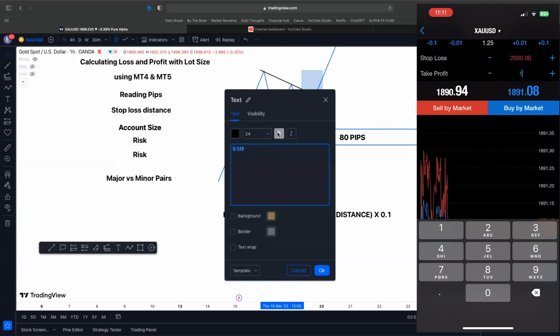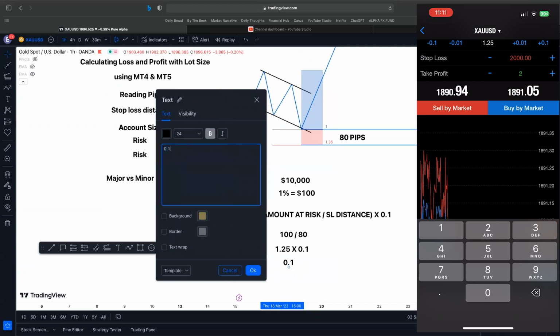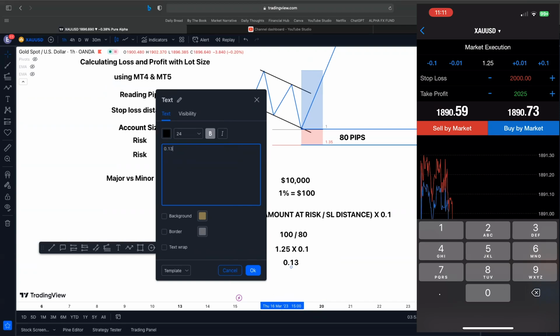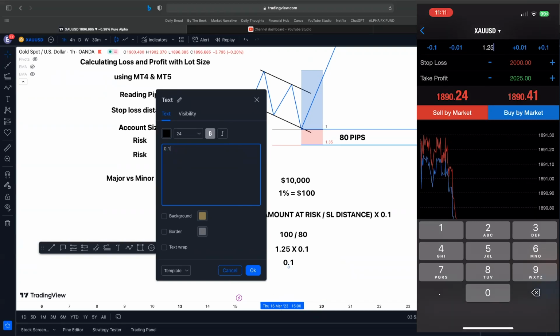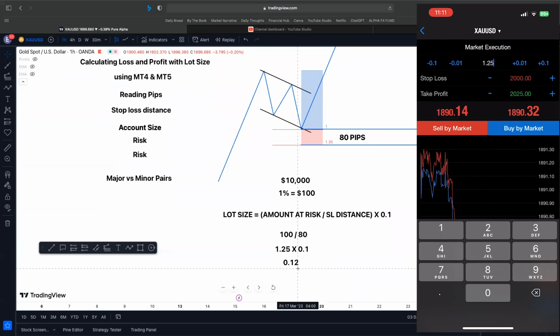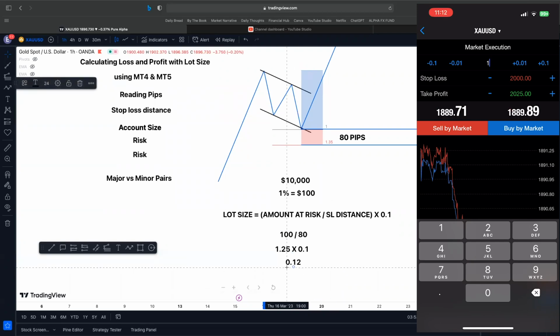For example, if you round it off to the upside to 0.13, you're not risking 1%, you're risking 1 point something percent. So just to be on the safe side, I'd rather put it to the downside at 0.12, so that I'm risking less than 1% of my account. That is the lot size you're going to put in your account.